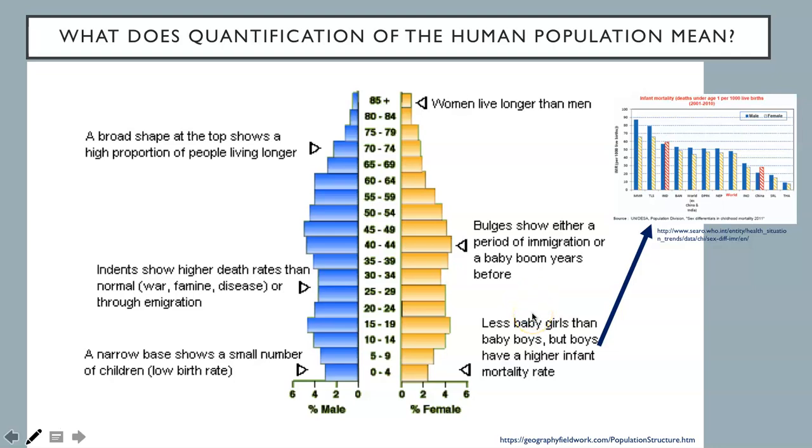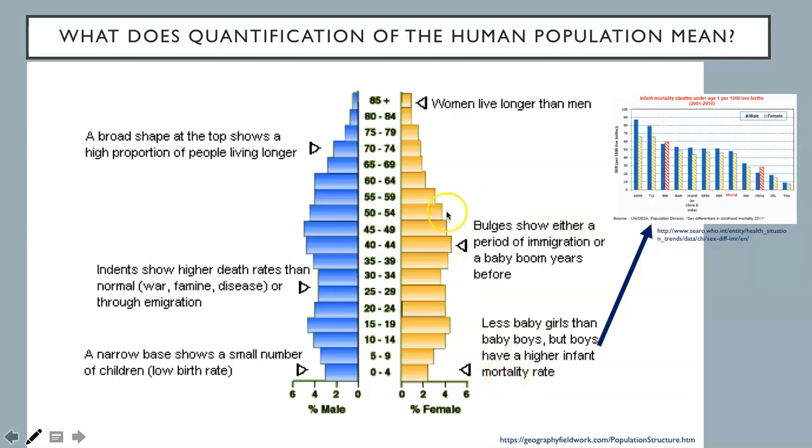For example, the yellow bar is larger here as compared to the blue bar, indicating that there are more women in the 85+ year age category, suggesting that women live longer than men. I've included an insert here of infant mortality rate, illustrating that generally speaking, boys have a higher infant mortality rate than girls, which is referenced here in the annotation.